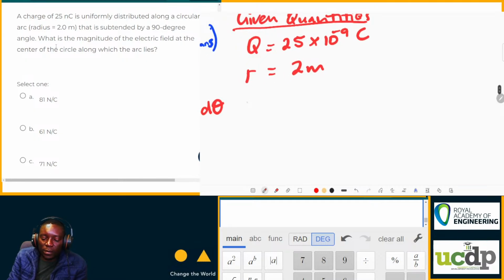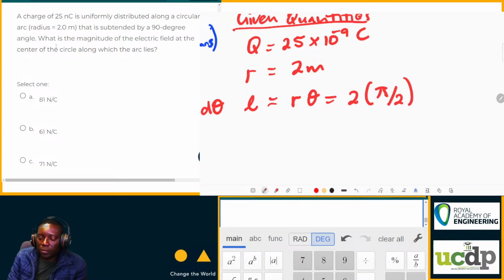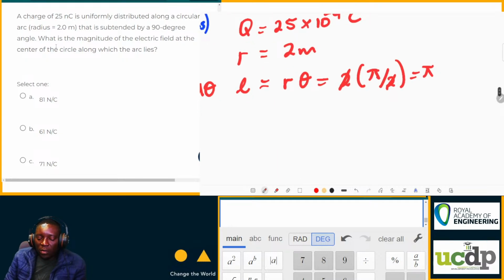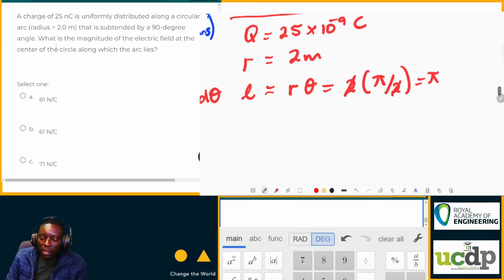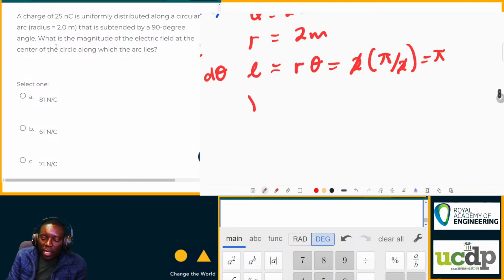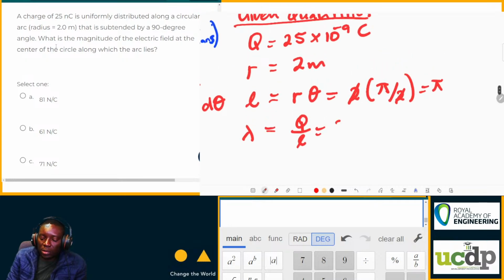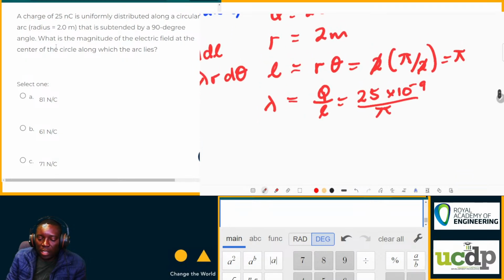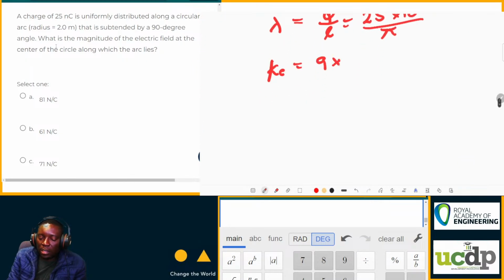So the length L, we said is r theta, which is 2 times pi over 2, theta in radians. That simply reduces to pi for the value of L, which is the length of the arc. And therefore lambda is Q over L, which is 25 times 10 to the minus 9 over pi. So you've got that expression there. Ke is 9 times 10 to the 9.